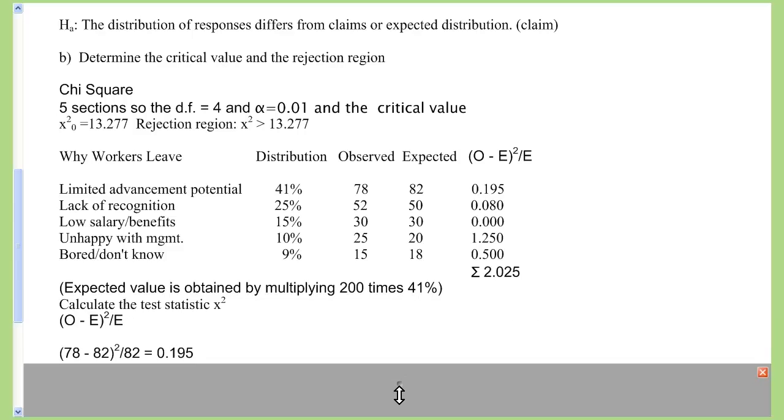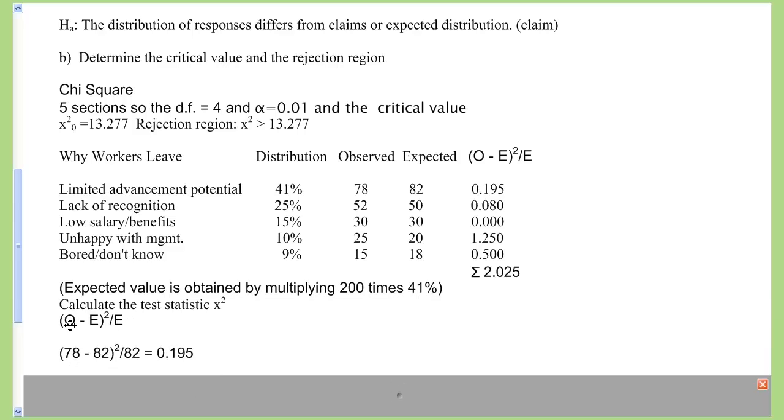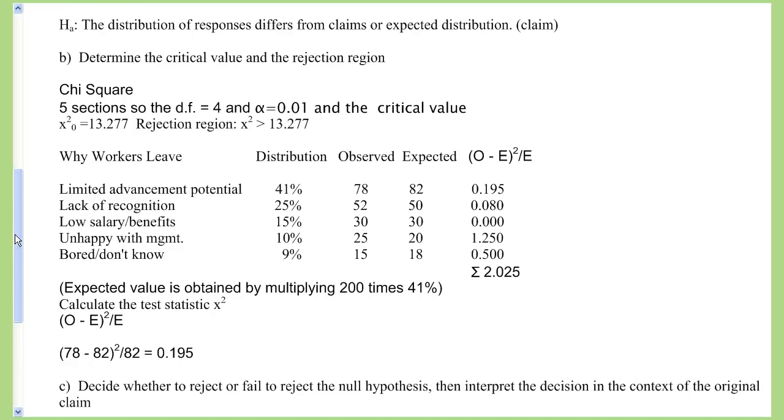Then you fill in the last column, and I've shown you one of those here. You take 78, the observed amount, minus the expected amount, square it, and divide by the expected amount. So 78 minus 82 squared divided by 82 is equal to 0.195. You do this for each one, and then you get the sum. The sum is 2.025.